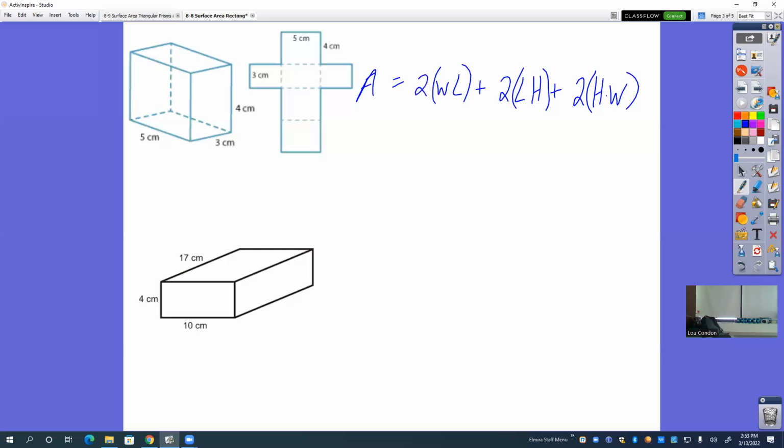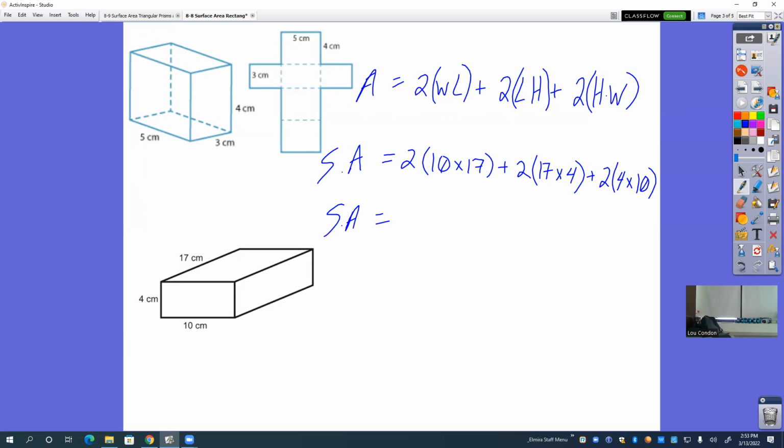So we have 2 times 10, which is the width, times 17, plus 2 times the length, which is 17, times the height, which is 4, plus 2 times the height, which is 4, times the width, which is 10. So again, our surface area equals 170 times 2 is 340.